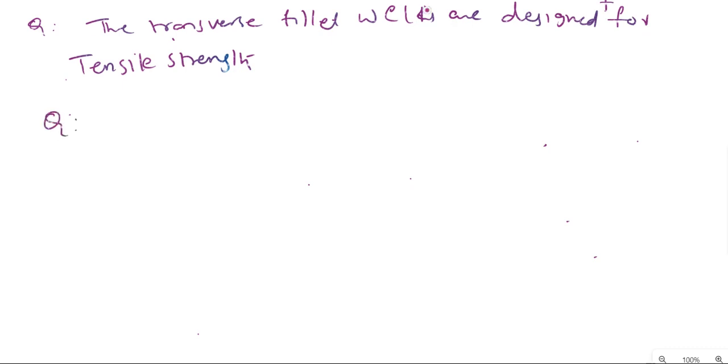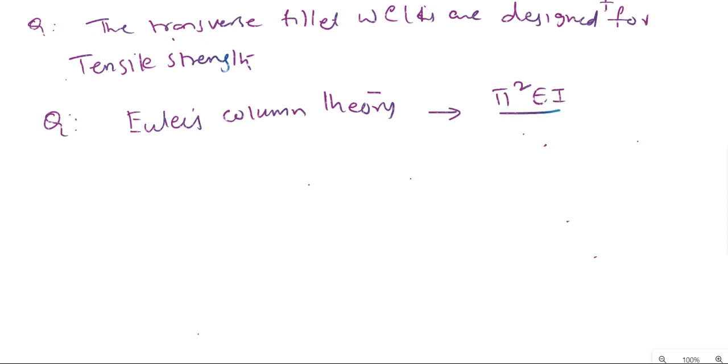Next. According to Euler's column theory, the crippling load for a column is given by a formula we should remember: pi square EI by L square. So Euler's column theory formula is pi square EI by L square.